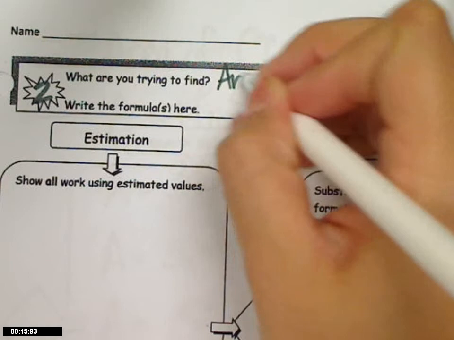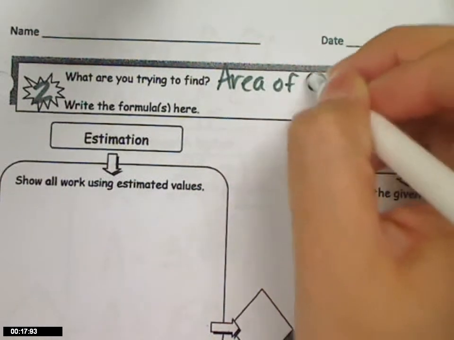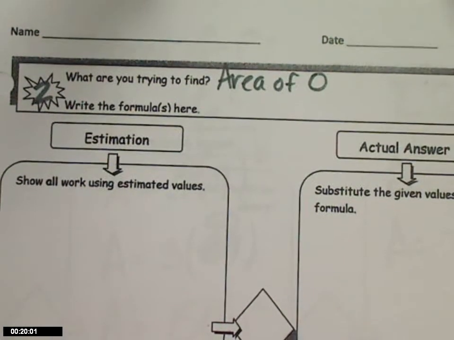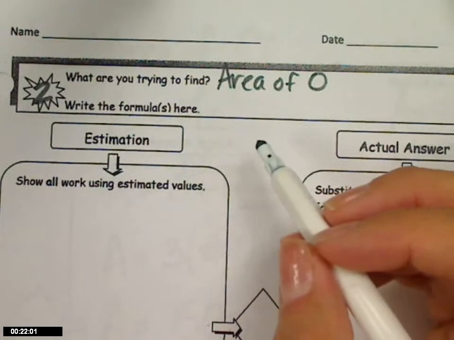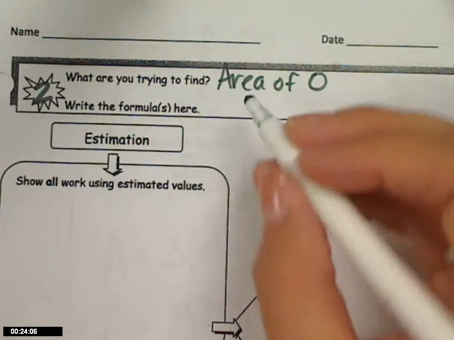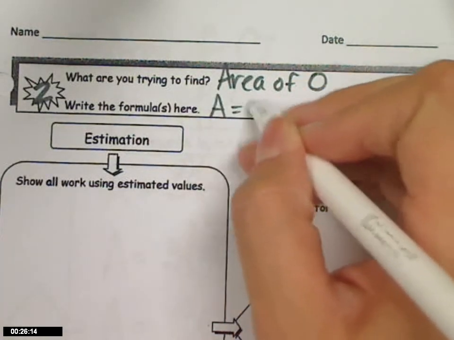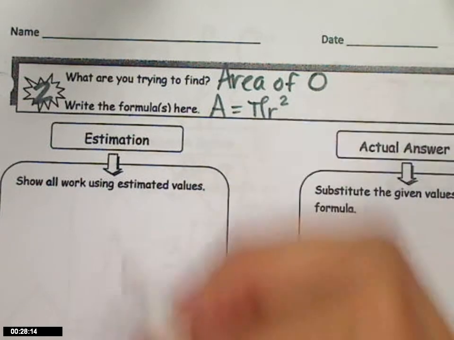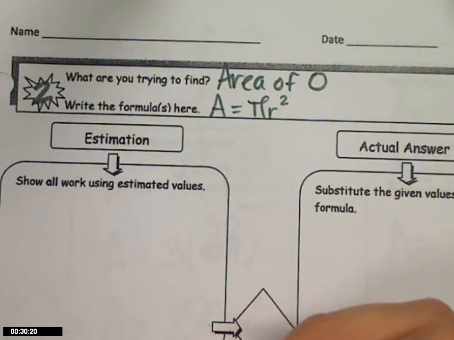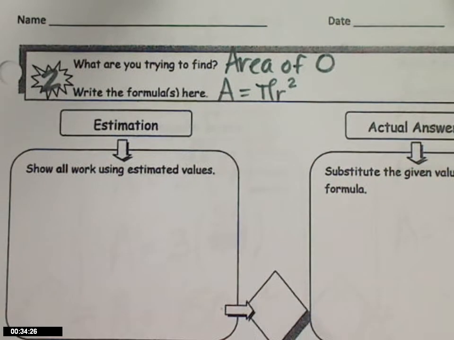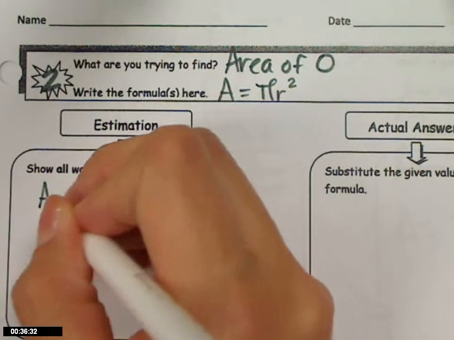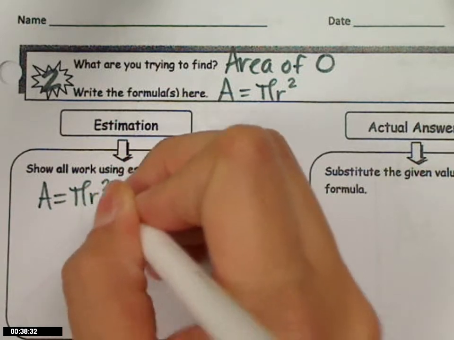So we can abbreviate area of and then draw a little circle. That works. What formula will I use? Area equals pi r squared. Good. Pi r squared. Okay, there's a difference between pi r squared and pi r2. So for my estimation, I'm going to write my formula. A equals pi r squared.